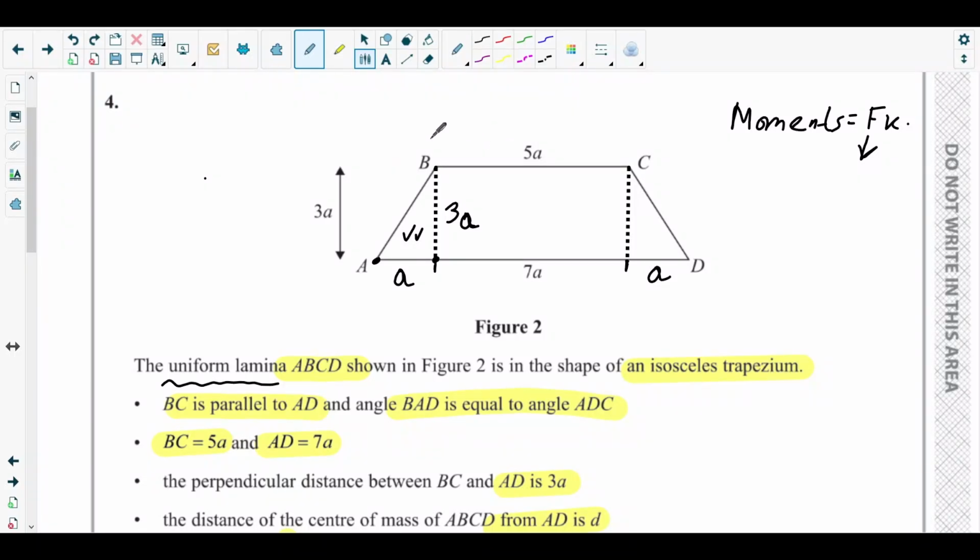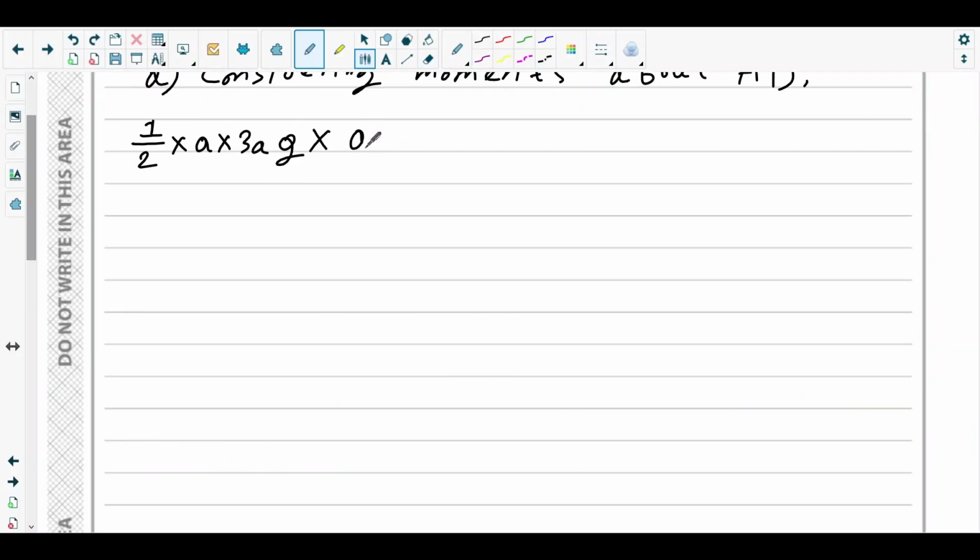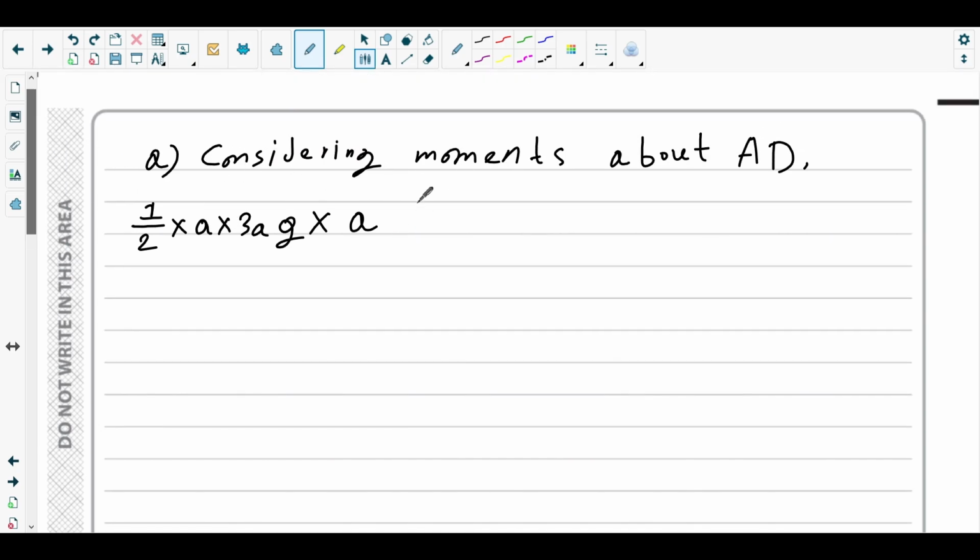So the y coordinate of the center of mass of this triangle is 3a over 3, the average of the three vertices. That is just a. Okay, so we will multiply by the y coordinate of the center of mass. This is the moment for the weight of the triangle only.